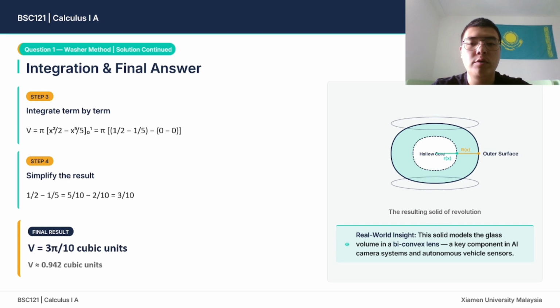0.942 cubic units. As you can see, the resulting solid is a model of the glass volume in a biconvex lens. This perfectly demonstrates how the washer method is used in designing real-world AI components like camera systems, and that concludes our explanation of the washer method.